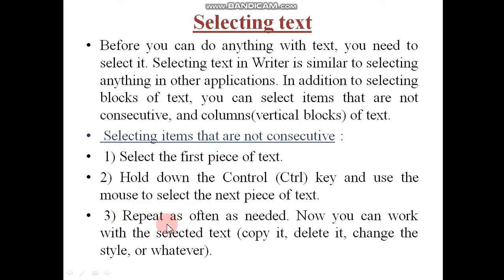Repeat as often as needed. Now you can work with the selected text: copy it, delete it, change the style or whatever. First of all, select the piece of text. Suppose when I want to select a word, then click on that text, then hold down the Control key and use the mouse to select the next piece of text. First of all, select, then press the Control key, and suppose I want to select that piece, then click on that word. Repeat as often as needed.